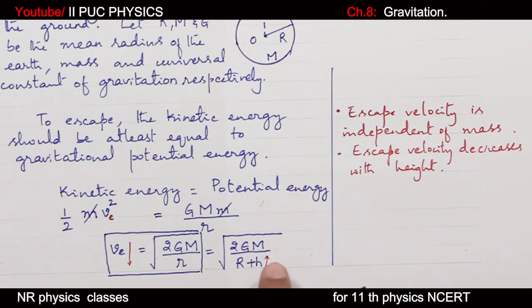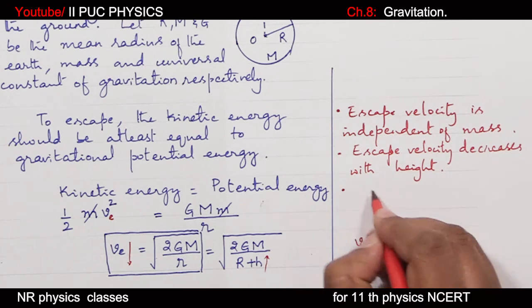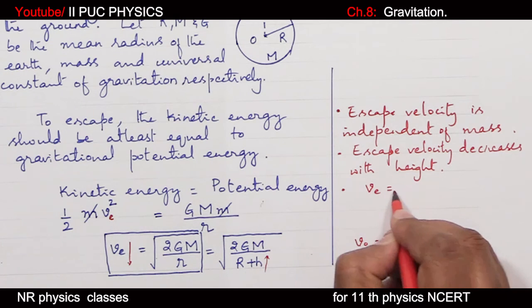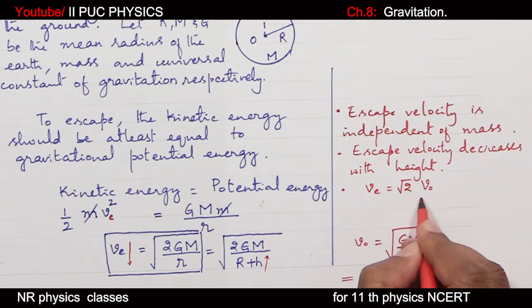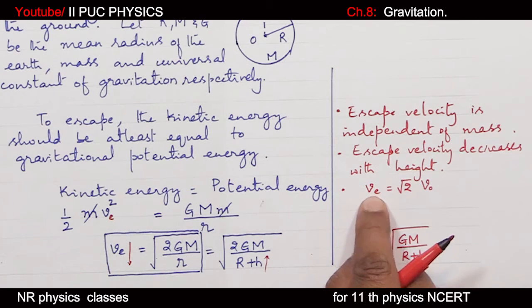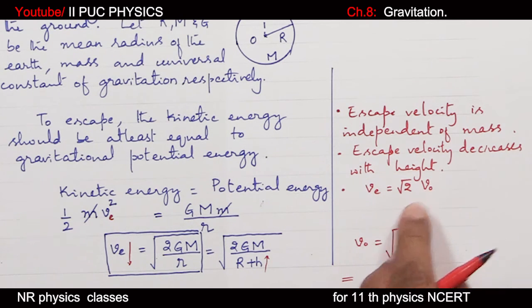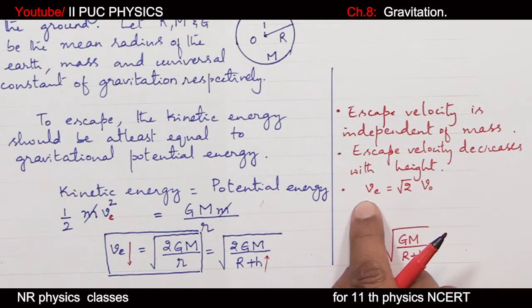In the expression for orbital velocity, it was root of GM by r plus h. 2 was missing, but here you can find that 2. So in this sense, we can write escape velocity is root 2 times orbital velocity. This is another observation. Always escape velocity is greater than orbital velocity. It is root 2 times orbital velocity.